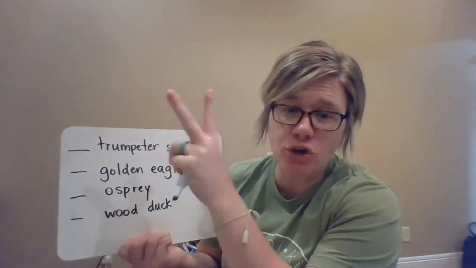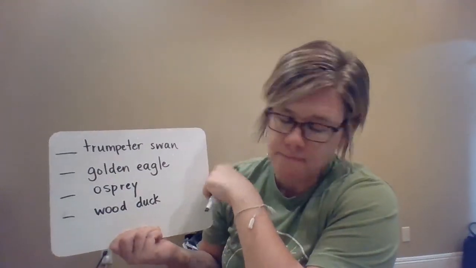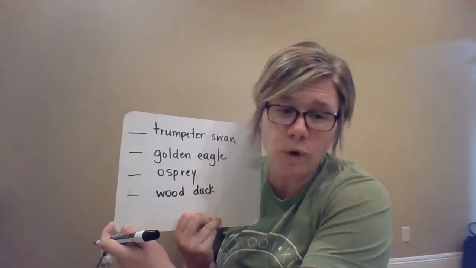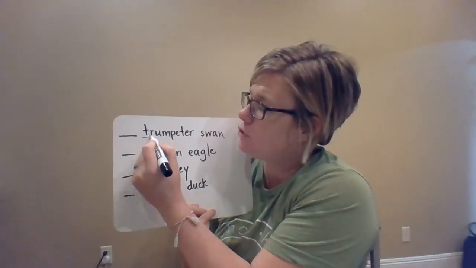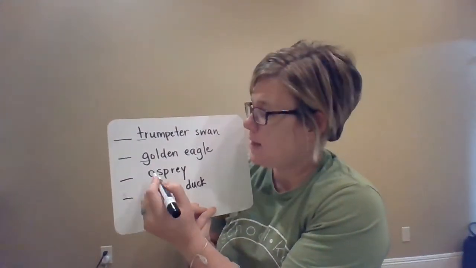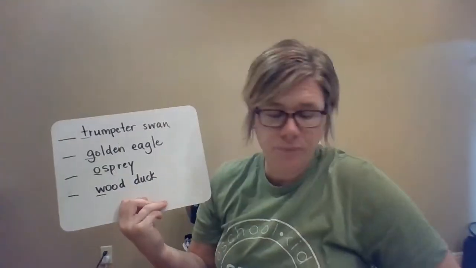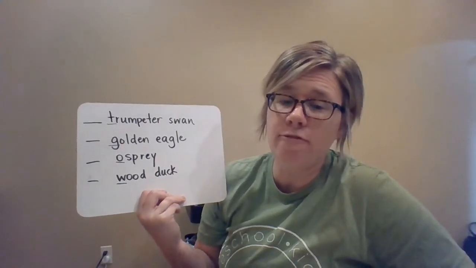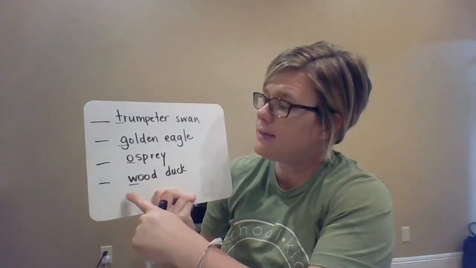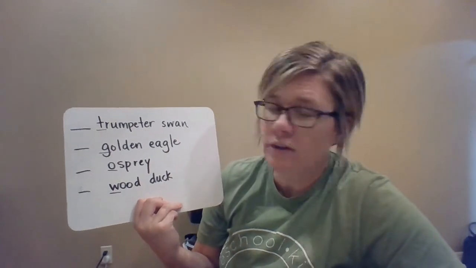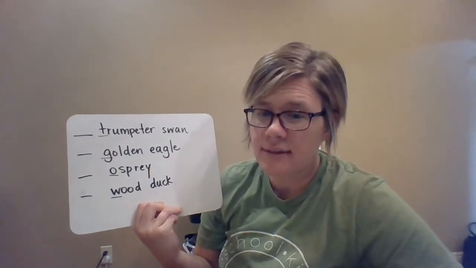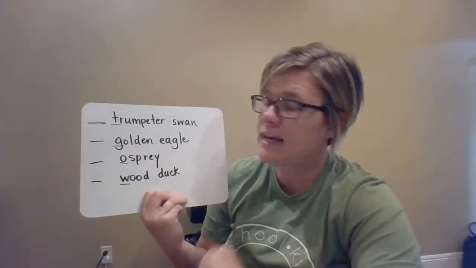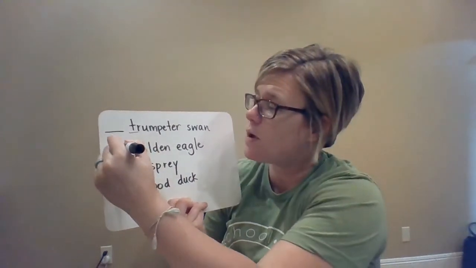If it has 2 words, we're going to look at the first word of its name, okay? So what I want you to do is go through and underline the first letter in the first word of its name. So you have T, G, O, and W. All right, so out of those letters, let's go through our alphabet and let's see which one would be first. T, G, O, and W. Well, let's look. A, B, C, D, E, F, G. Oh, I got a G right here, golden eagle. So golden eagle is going to be number 1. Let's put a 1 in the blank.